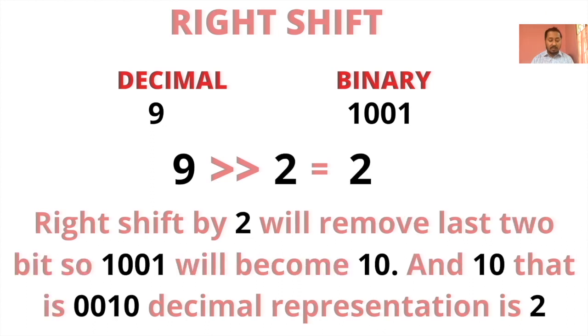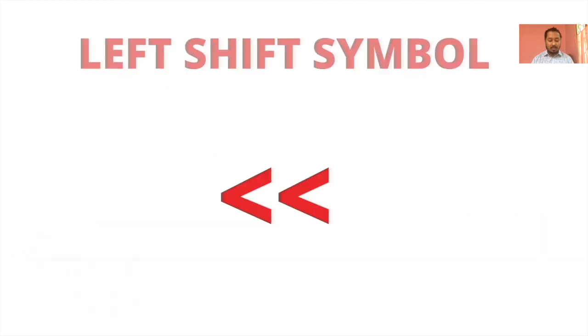Similarly, if we do right shift operation on decimal number 9 by 2 from 9's binary representation 1001, last 2 bits will be removed, and after removal the remaining bits will be 10 and its decimal representation is 2. Left shift operator adds 0 at the end of a decimal number's binary representation.